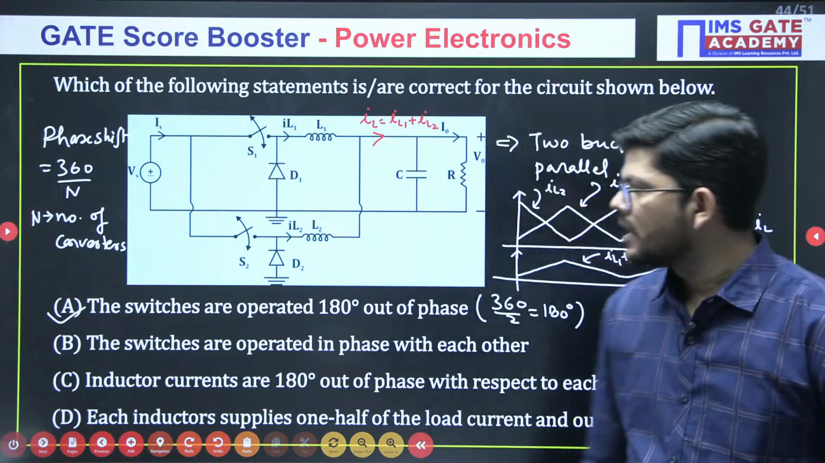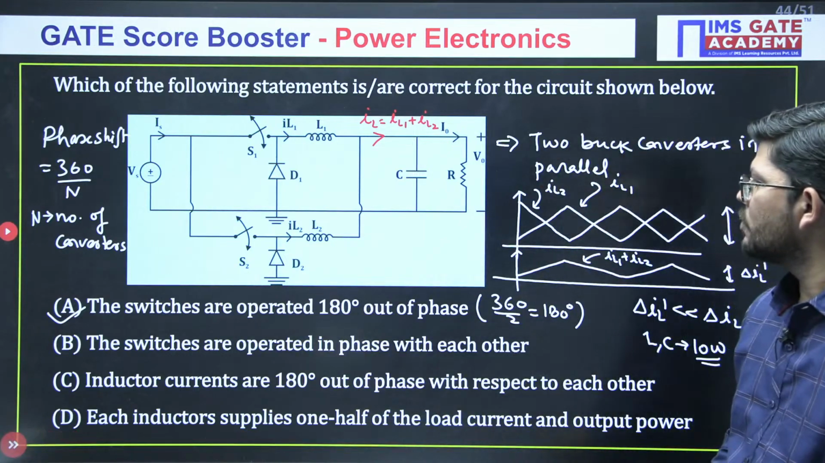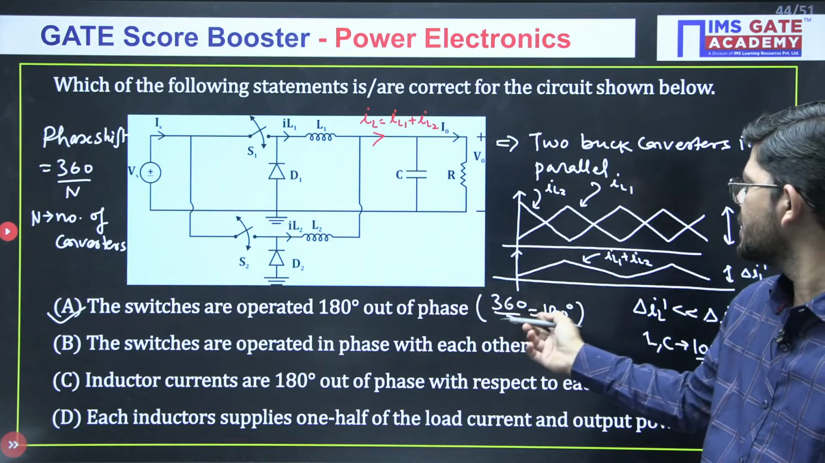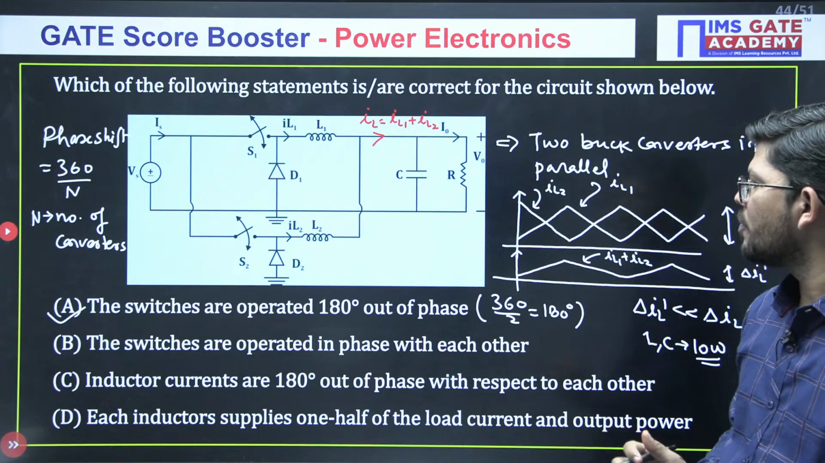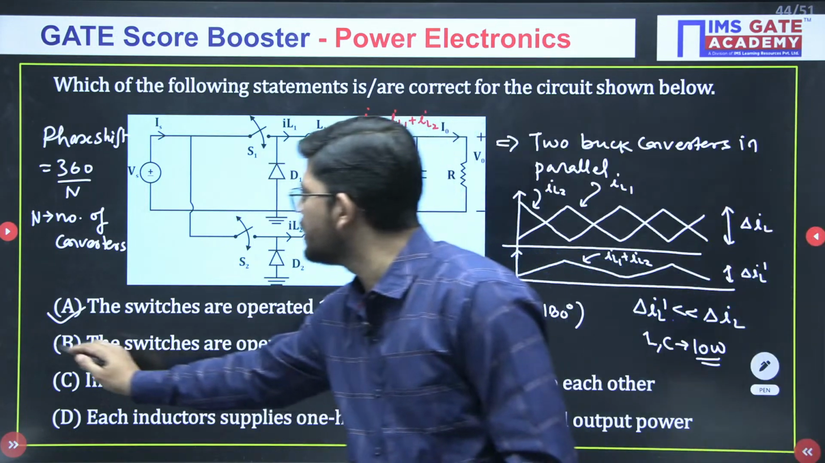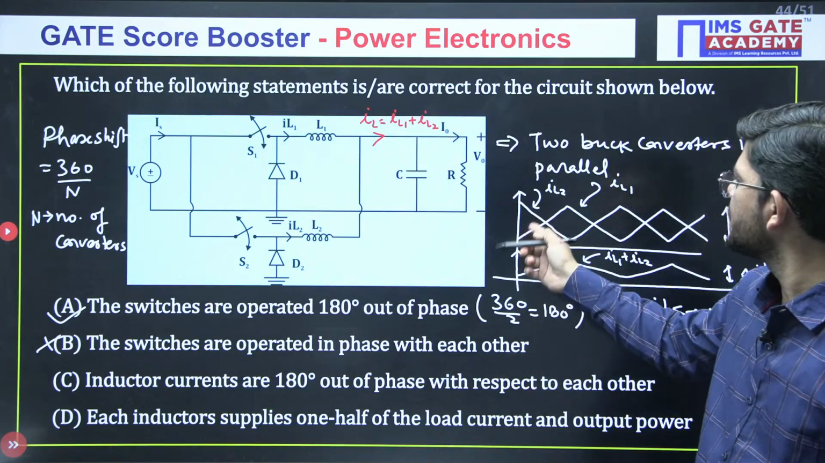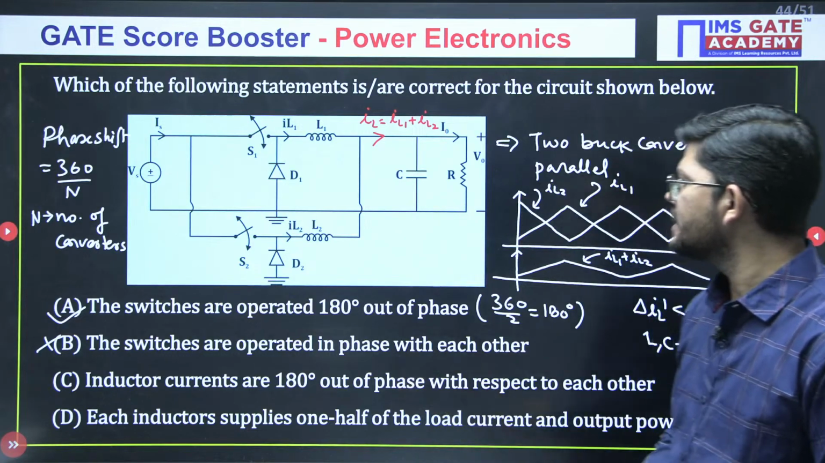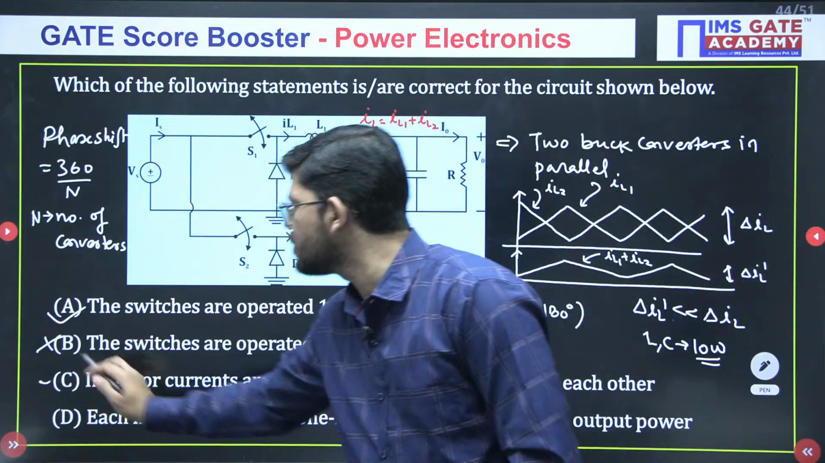Now answer these questions. First one is, the switches are operated 180 degree out of phase. You have the formula of phase shift. If suppose 4 converters are there, phase shift will be 90. So that is absolutely correct. B is, the switches are operated in phase with each other. No, then the purpose will not be solved. They are always operated phase shifted. You can see if one current is increasing, other is decreasing. Inductor currents are 180 degree out of phase with respect to each other. That's what we are talking about.